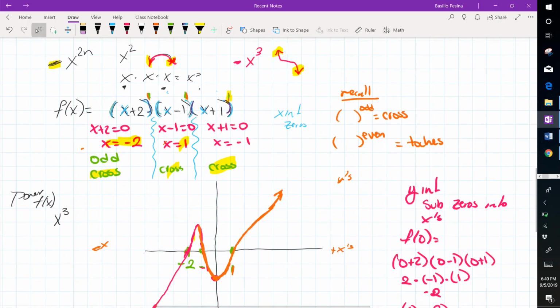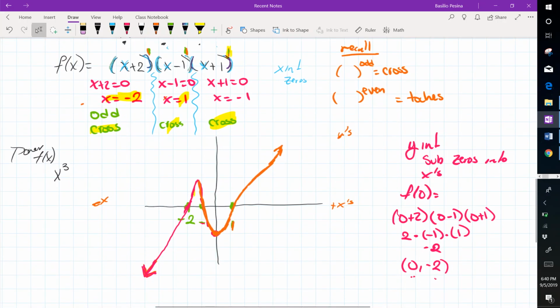So this is how we sketch. It's a little tedious, but in reality, it's not difficult work. If this function would have been negative, let's say it had a negative sign, then that just means that the graph switches. It reflects across the x-axis. Nothing really drastic.